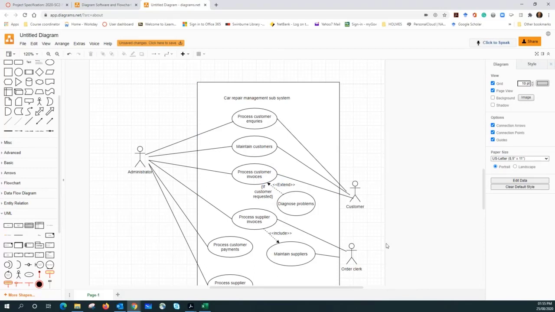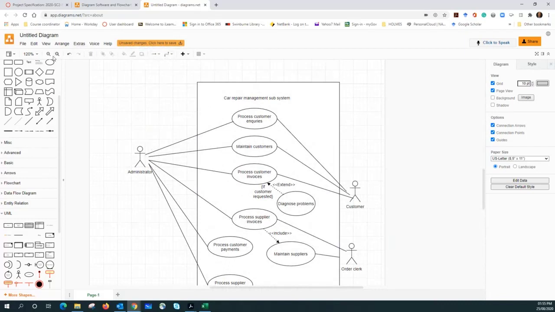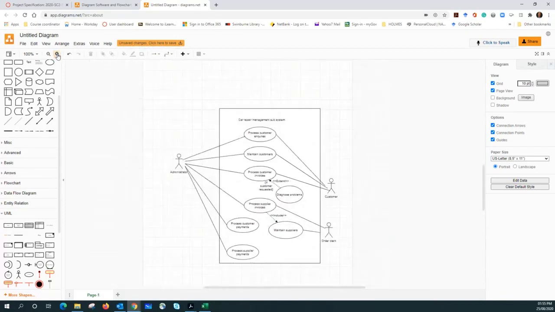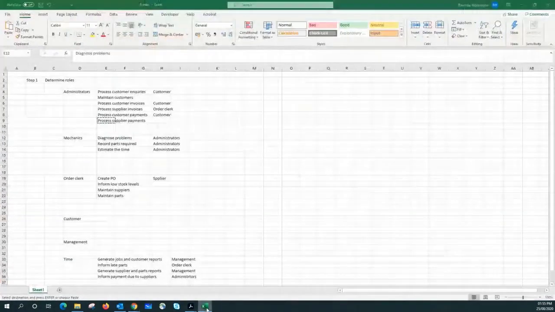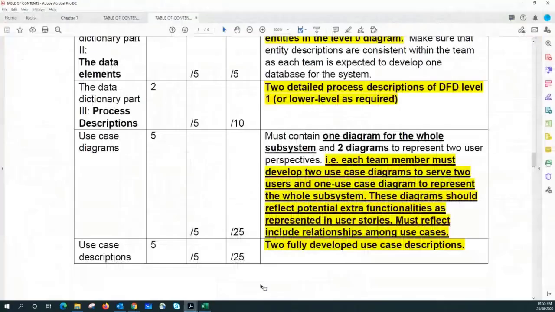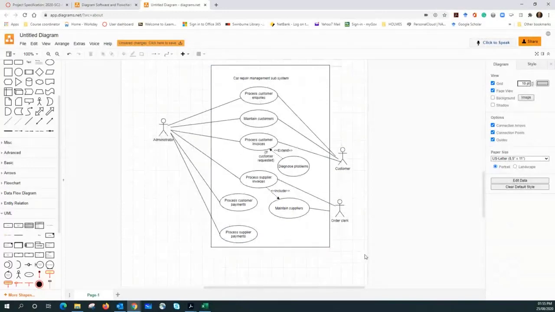Right. So did you get an idea now? This is for the whole subsystem. You need to have one of these diagrams to submit for your whole subsystem, right? All the actors, and then you are required to submit another 2 diagrams for individual actors, right? So what you can do next is like this. You can have another diagram.